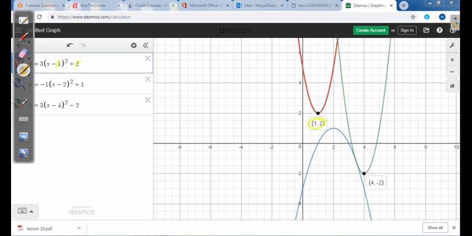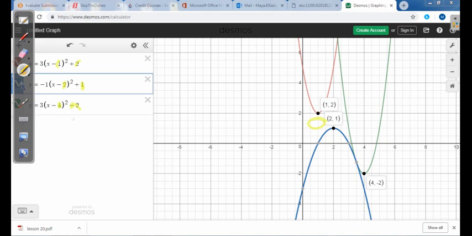Okay? Now let's see if that happens again for the second. So the second graph, which is the blue one, the vertex is at 2, 1. Where do we see 2, 1? The 2 is in the bracket, and then the plus 1, the 1 is on the outside. Okay? Now, how about for this one? The vertex is at 4 and negative 2. So again, 4 and negative 2.